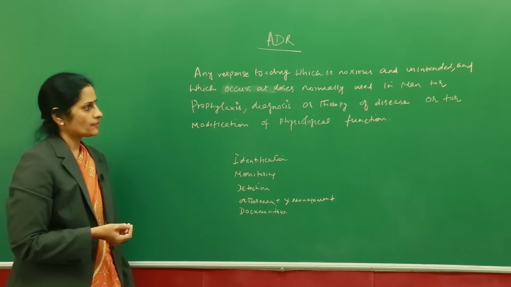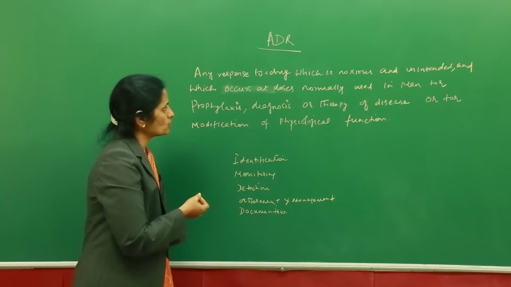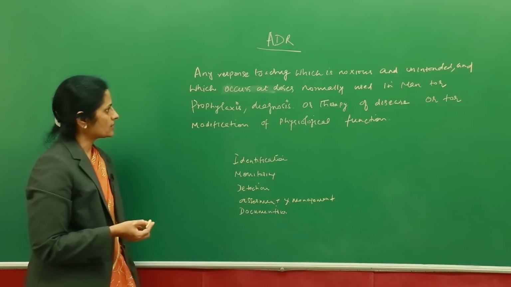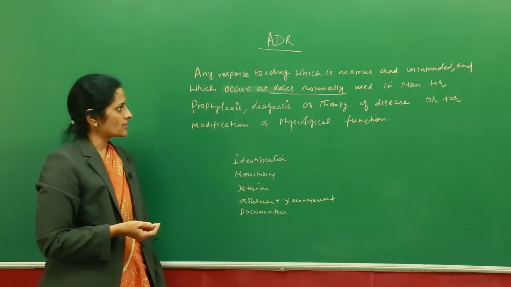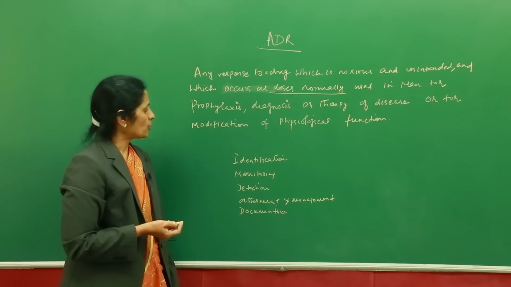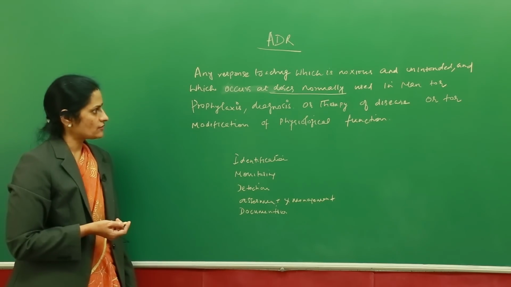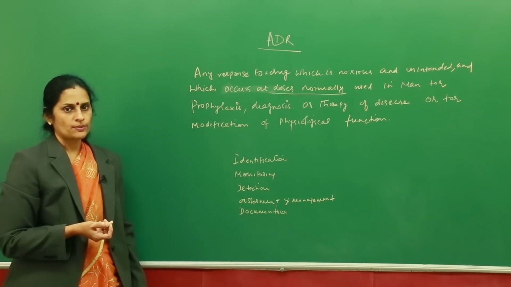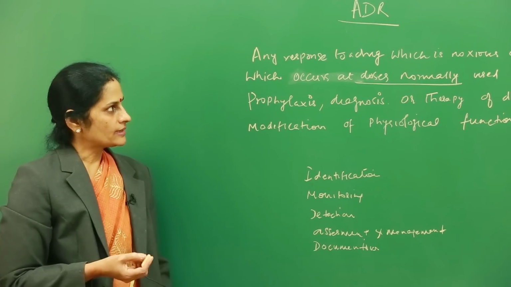What does the WHO say? The definition of ADR is any response to a drug which is noxious and unintended and which occurs at doses normally used in man for prophylaxis, diagnosis or therapy of disease or for modification of physiological function. Please note these two keywords, doses normally. Whatever ADR means, it is not the overdosage of any particular drug or any poisoning by any particular poisons; that is not an ADR.